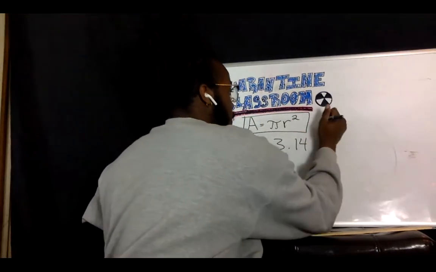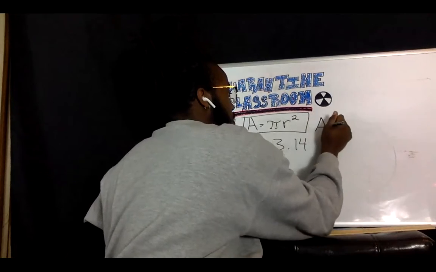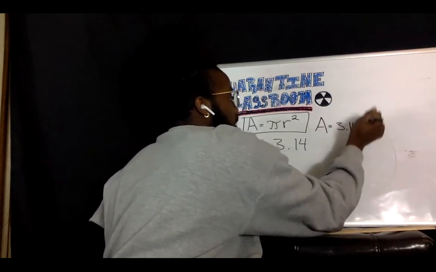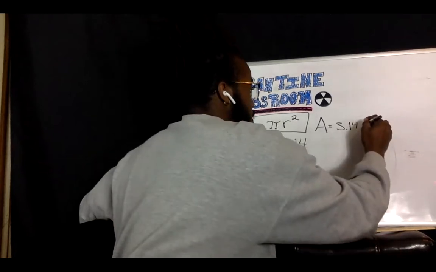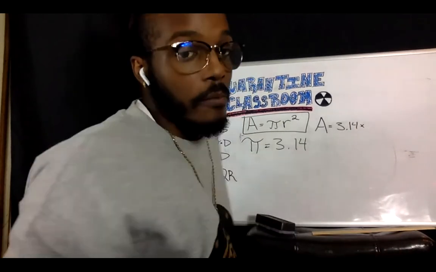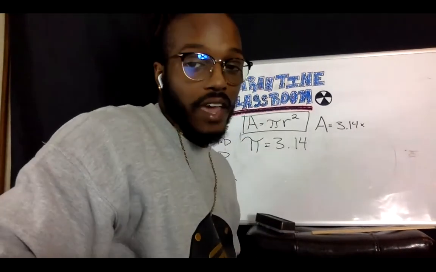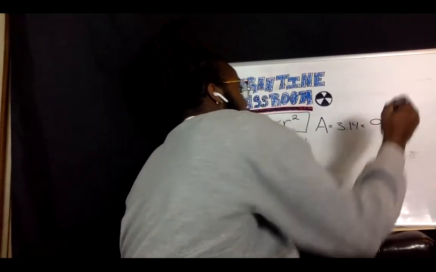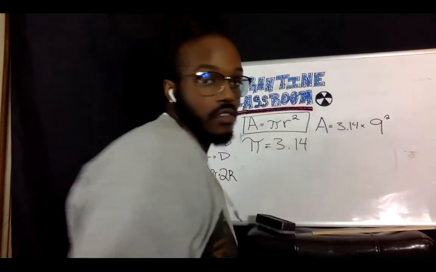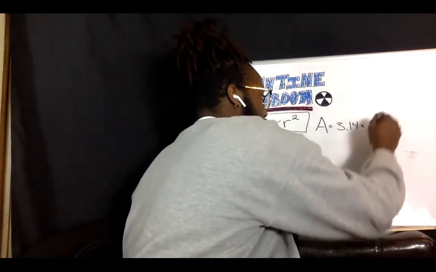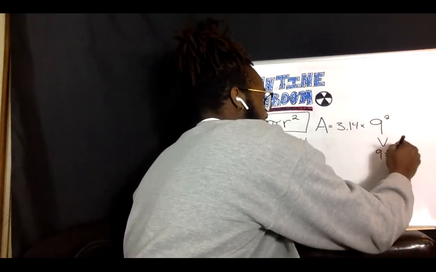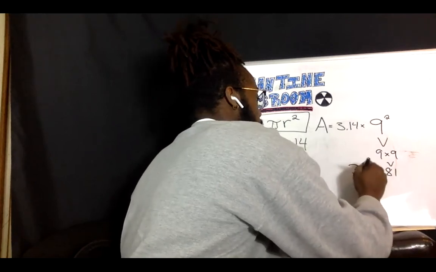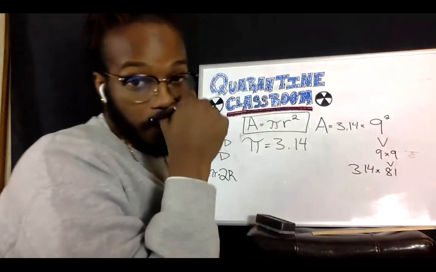So we want to find the area, and we want to say that it is 3.14 because we're plugging in the value for pi, times our radius, which half of 18 is 9, so 9 squared. Order of operations says that we have to take care of the exponent first, so that's going to be 9 times 9, which is 81. And then we can do 3.14 times 81.